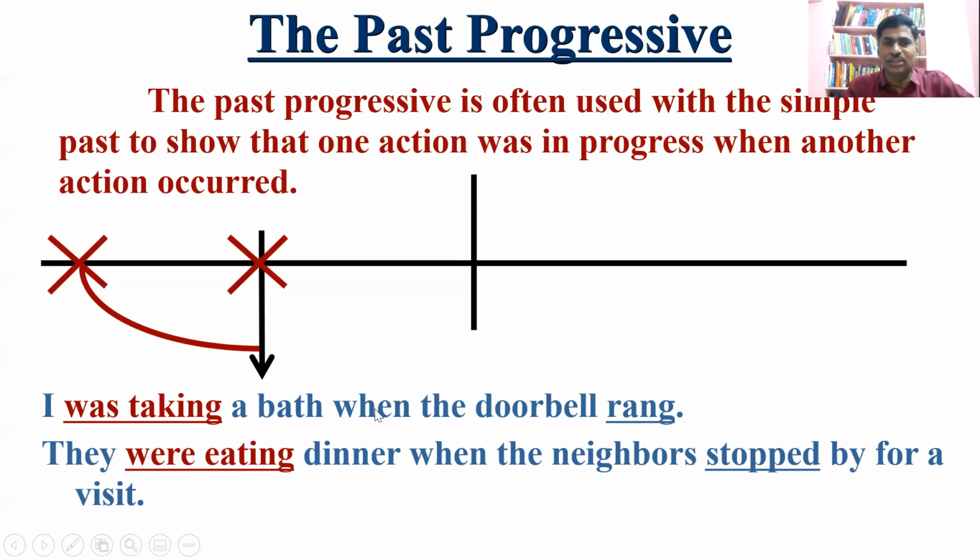I was taking bath when the doorbell rang. This is the time when doorbell rang. It was going on for some time, but that time it was action going on. I was taking bath when the doorbell rang. Okay. They were eating dinner when the neighbors stopped for a visit. So that the neighbors stopped for a visit and the neighbors వాళ్ళని కలవడానికి వచ్చారు, అప్పుడు వాళ్ళు తింటూ ఉండిరి. So this action was going on. So like that, past progressive we use. One more example I want to show, and I've shown here.